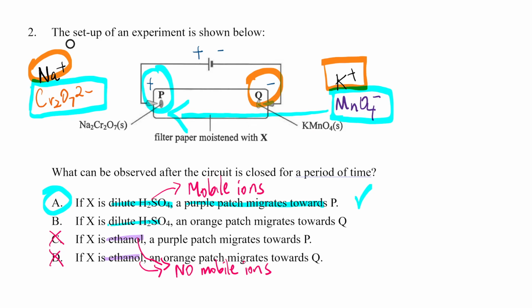If X is dilute sulfuric acid, an orange patch migrates towards Q. Nope, that's not true because it's going to remain at P. The orange patch, which is talking about dichromate ion here, is going to remain at P. So at the end of the day, negative ions would be attracted towards the positive end, and positive ions would be attracted towards the negative end. So the answer to this question is A.